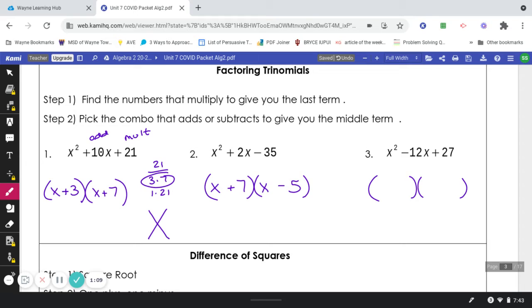Numbers that multiply to 27. 9 times 3 comes to mind. I notice I have a positive 27, so it could be either 9 times 3 or negative 9 times negative 3. Because I have the negative 12, it's got to be both negatives. So just be careful as you do your signs. Make sure they do add up to that middle number.